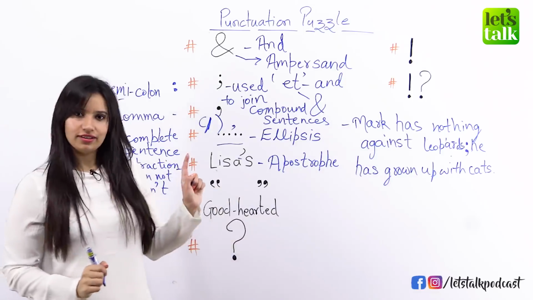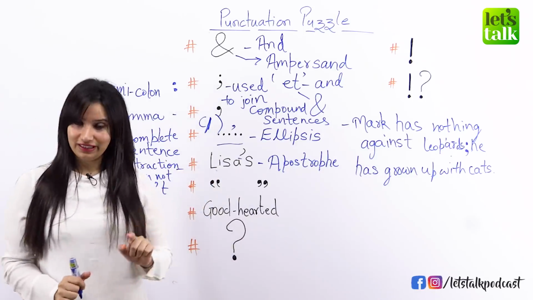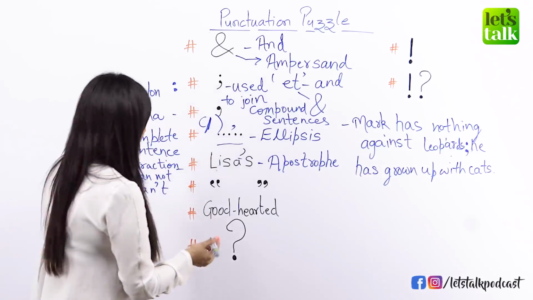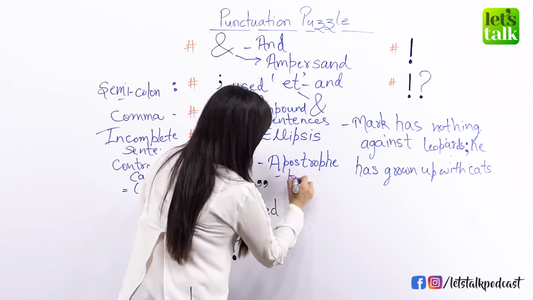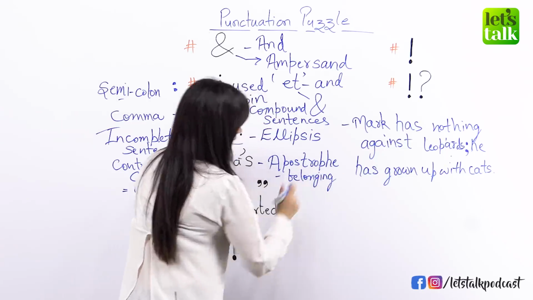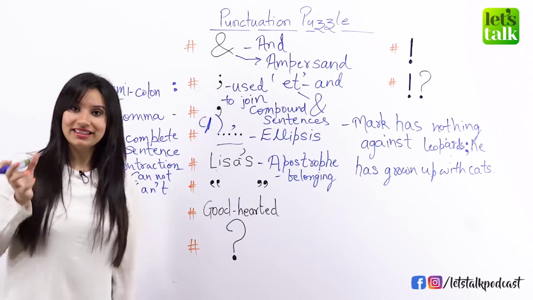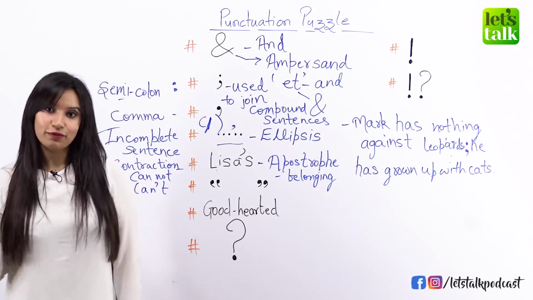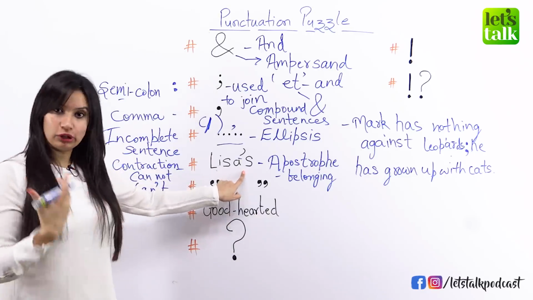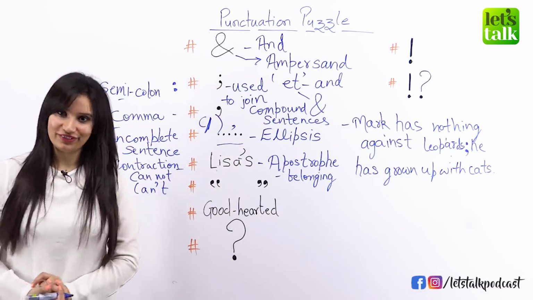And the other function it performs is to talk about something that is belonging to someone. So it's also used for belonging. So like if I have a phone in my hand, this is Lisa's phone. This means that the phone belongs to Lisa. So if I'm trying to imply belongingness, I should use an apostrophe.